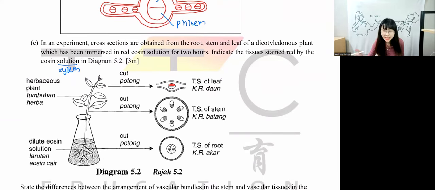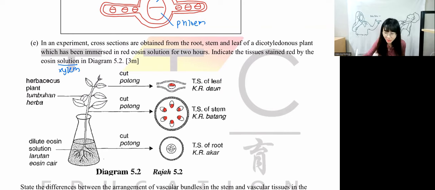Next, for a stem, where is the xylem? Inside or outside? It's inside. Very good. Inside is the xylem. So you just color it, you don't have to use red color, guys. It can be any color that you prefer. Okay, and then we have the root. Which one is the xylem?